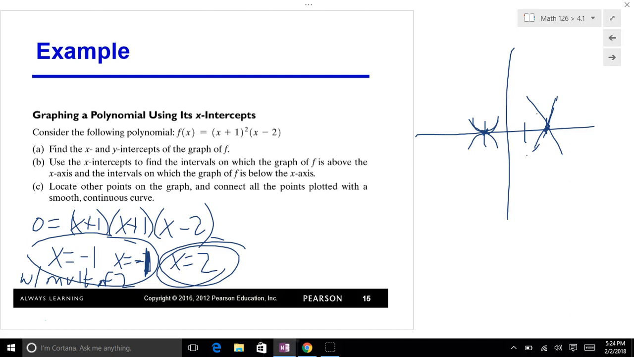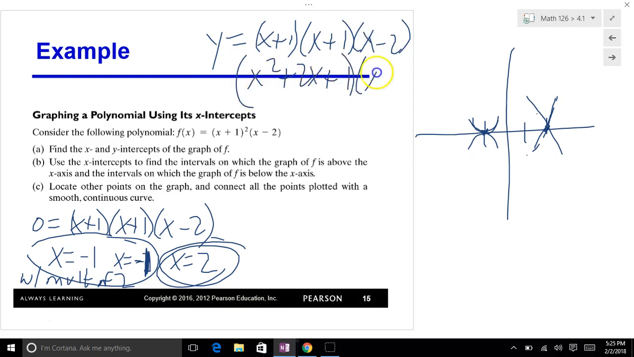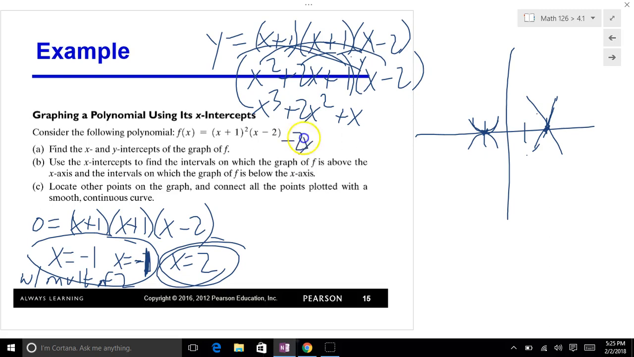And then what else I'm going to look at here is this is not in standard form. If I was to expand this thing, you've got x plus 1, x plus 1, x minus 2. This would be x squared plus 2x plus 1 times x minus 2. Anyways, we'll take this x through to all of them: x cubed plus 2x squared plus x. Take the minus 2 through to all of them: minus 2x squared minus 4x minus 2, and this becomes, in standard form, x cubed minus 3x minus 2.